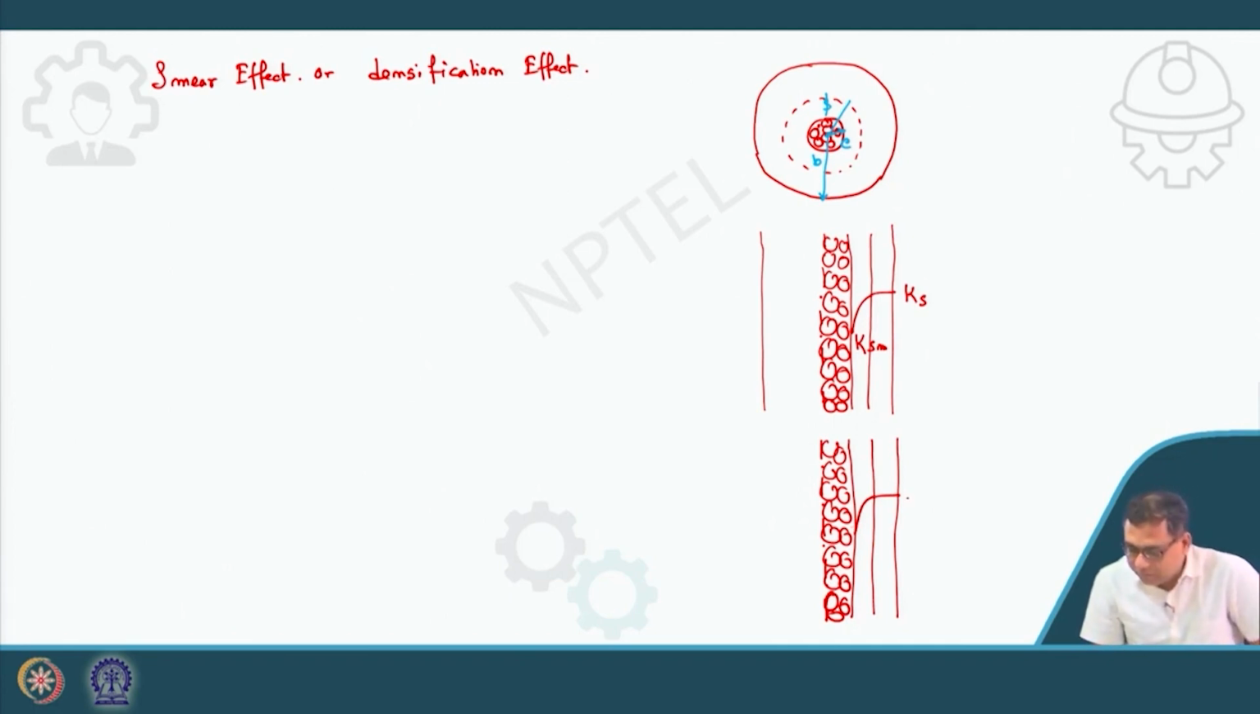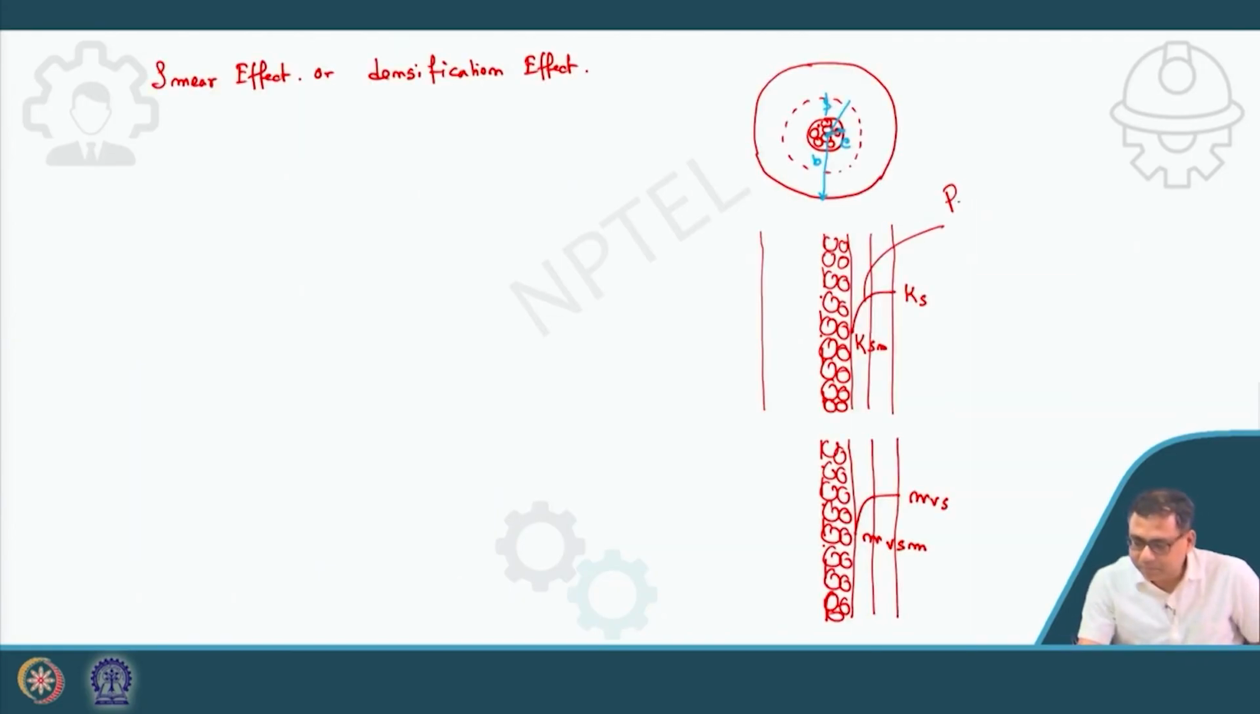So this one is mvsm, where m means it is in the smear zone. This is a parabolic variation. Now what would be the extent of that?